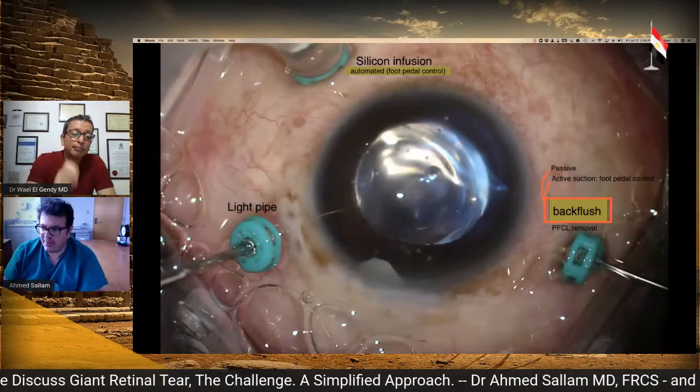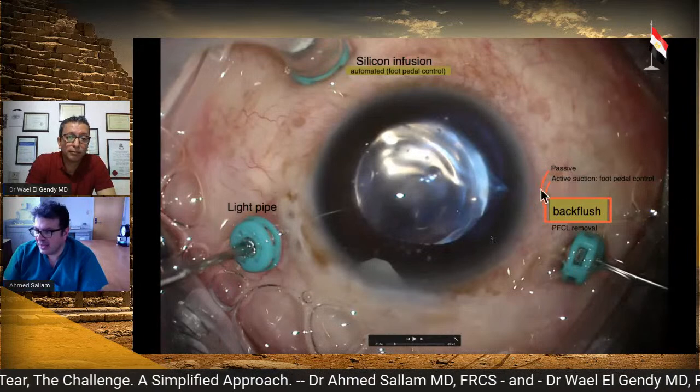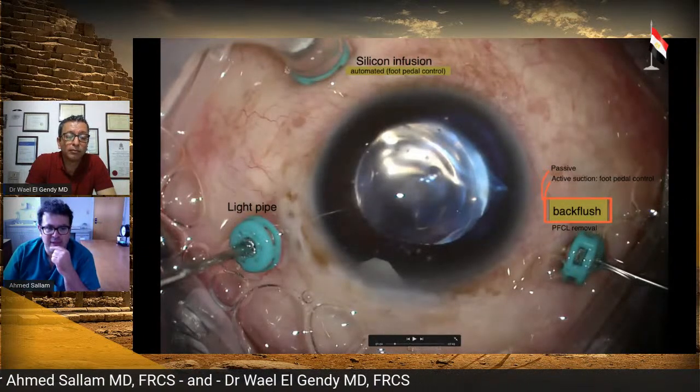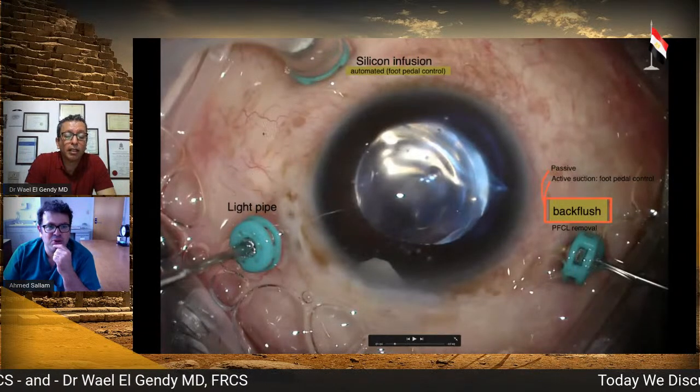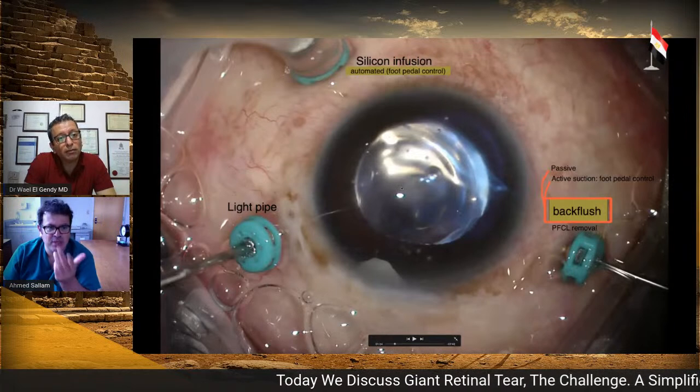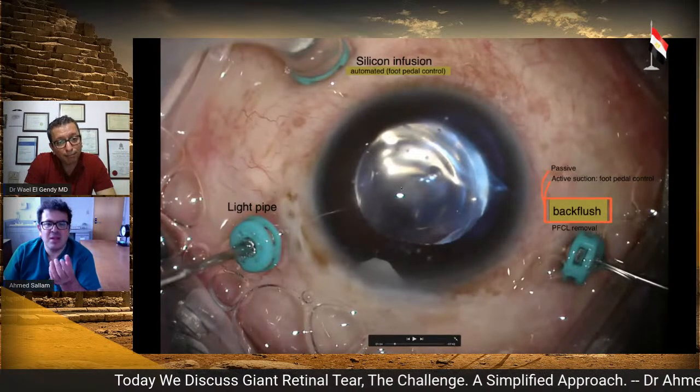So let's talk about the passive, which just Dr. Wael said. And maybe let's see what he does. So Wael, you have a light pipe in your hand, your oil is going through the infusion, right? And here you have a 23 flute needle, right? Yes. Okay.